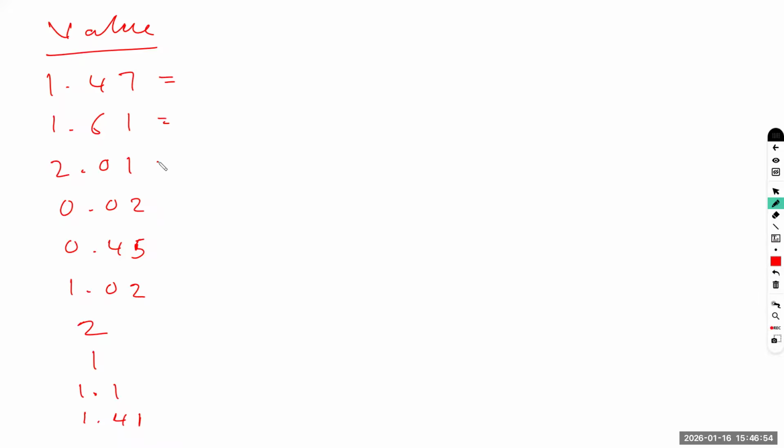So we'll go fast because I know you get an understanding from them. 1.11, 0.04, 0.2, then 0.